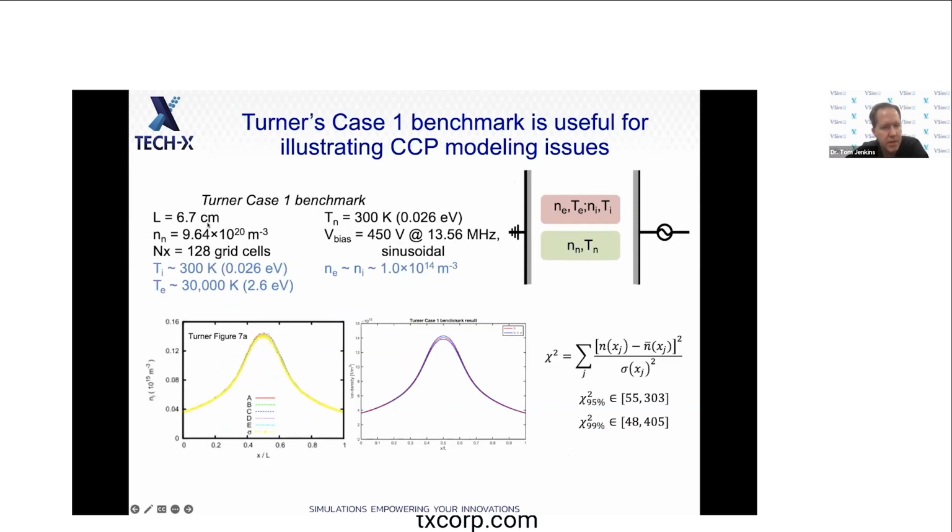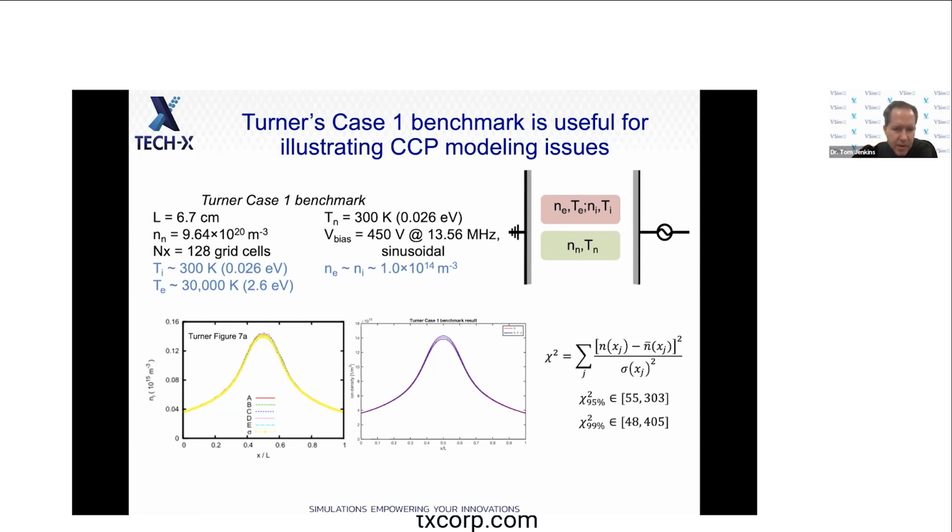So this is the Turner case 1 benchmark, low pressure. There is room temperature helium and a 450 volt RF electrode at 13.56 megahertz being dropped across a 6.7 centimeter box. And we create a plasma, we sustain the discharge, we look at the ion density profile and see what we get. These are Turner's results for the ion density profile in the bottom left, and 5 codes that ran the benchmark and were able to demonstrate agreement with the benchmark results.